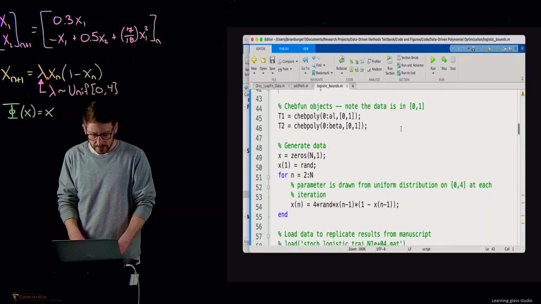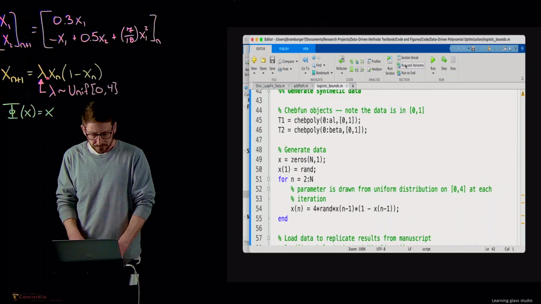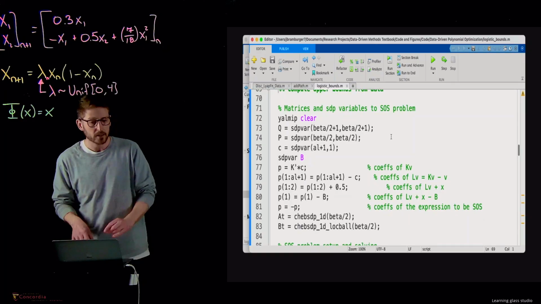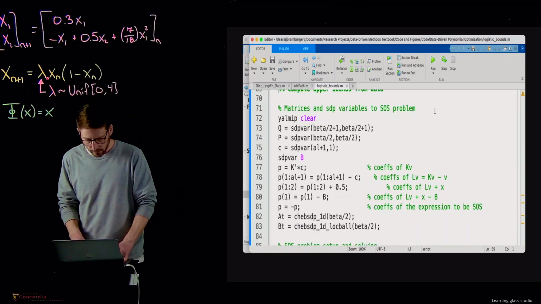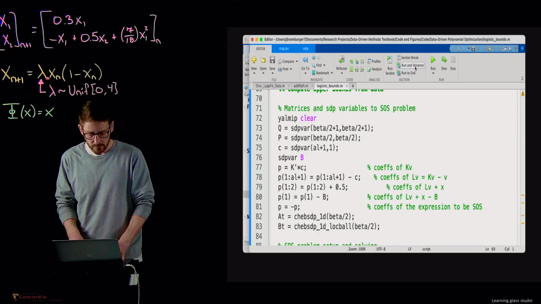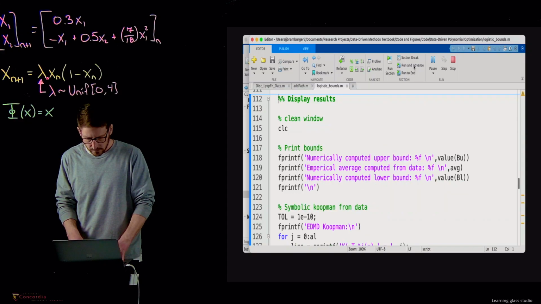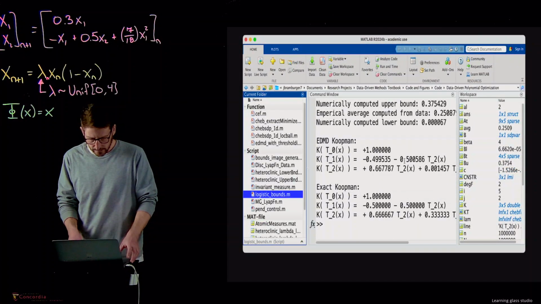I'm setting up my data, gathering all my data. Here I'm building my P and Q matrices. It's a little bit uglier, but that's just because I want everything to work well with my Chebyshev polynomials. And then here's some lower bounds. Let's actually take a look at these things. Let's see what we can get.